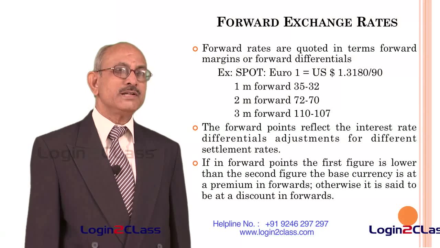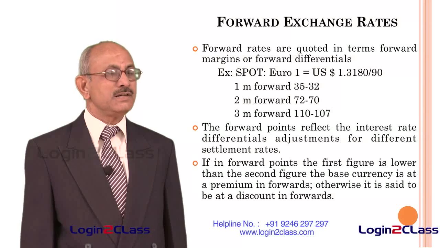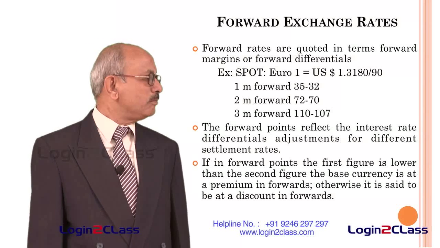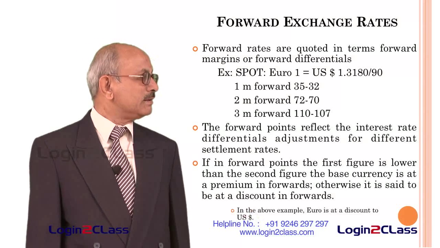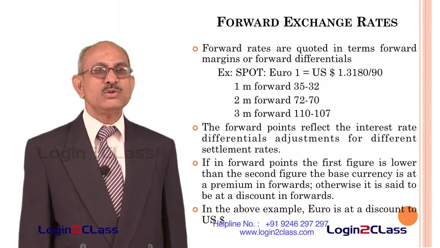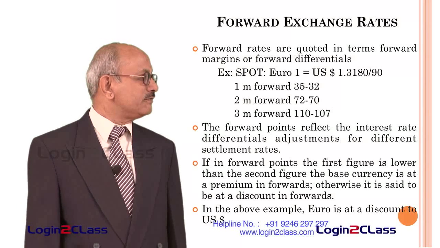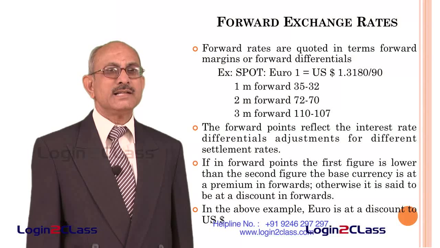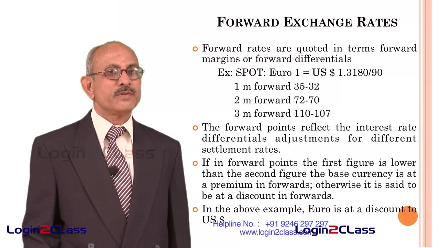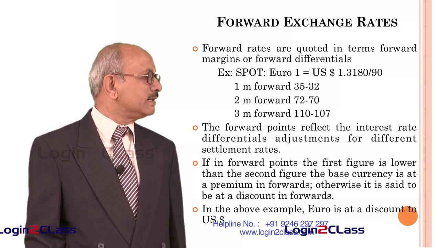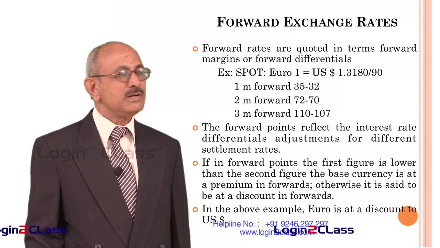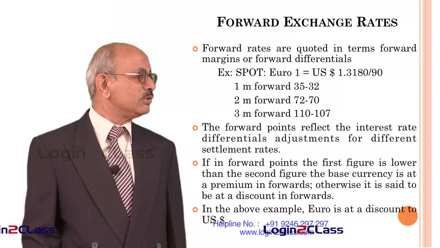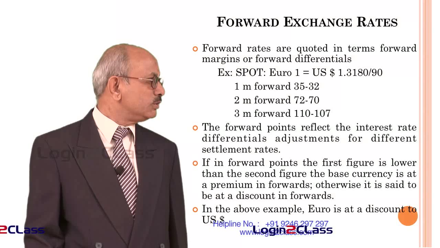If the first figure were 32 and the second figure was 35, then it is said to be at a premium. So in the above example, euro is at a discount to US dollars because the first figure of 35 is greater than the second figure of 32. If the reverse is there, then that currency is said to be at a premium to the other currency. Then euro would have been at a premium to US dollars.